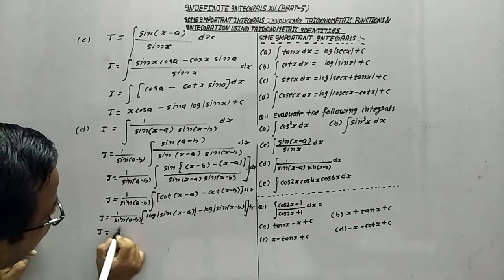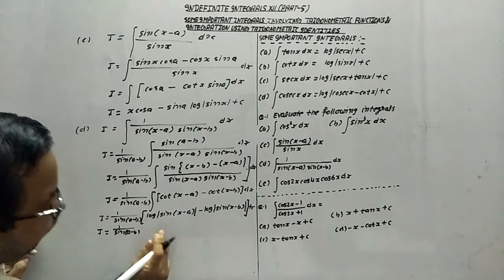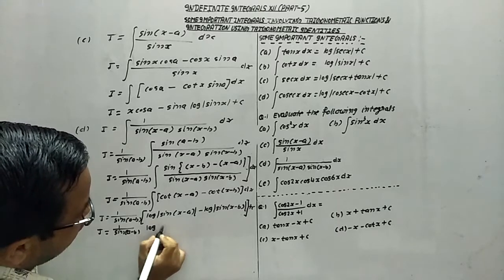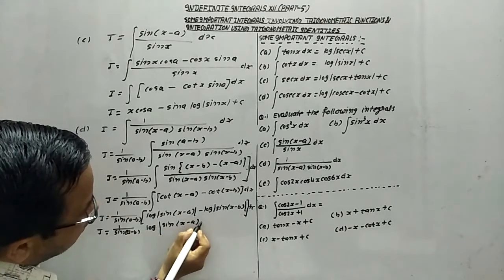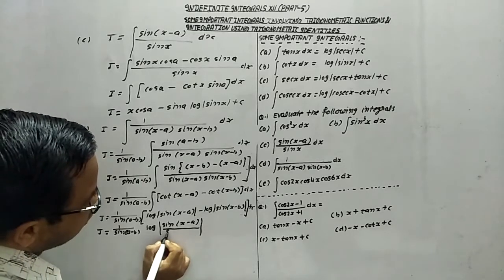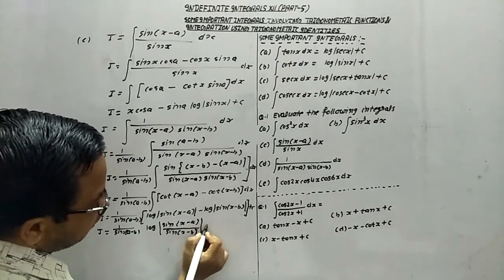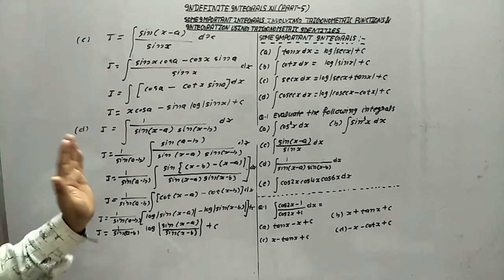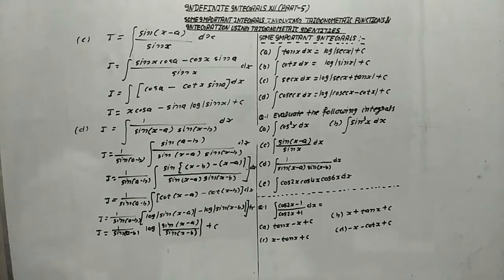Now I is equal to 1 upon sin(a minus b). We know very well log m minus log n. What is this? Log m upon n. Therefore this is sin(x minus a) upon sin(x minus b) plus c, and this is the answer for this part. So this is a very important part. Related to this, there are 3 more questions. You have to practice those 3 questions also.